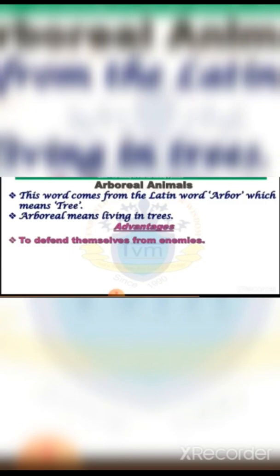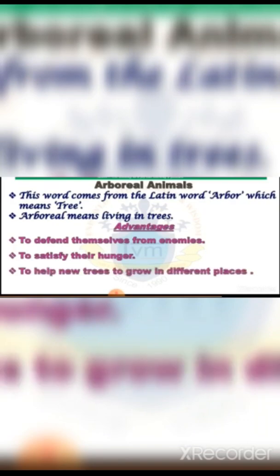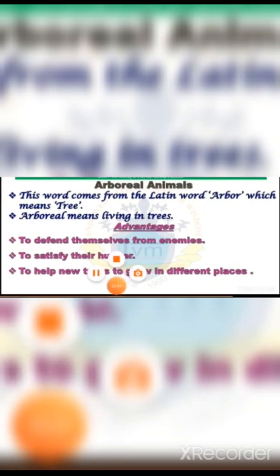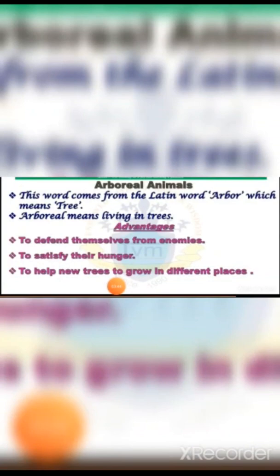Now, not only protecting from the enemies, they can eat the fruits of the trees to satisfy their hunger. When they become hungry, they pluck the fruits and eat. Some animals eat the leaves of the plants also. Yes, no? Now, it's a very amazing thing. These animals help new trees to grow in different places.